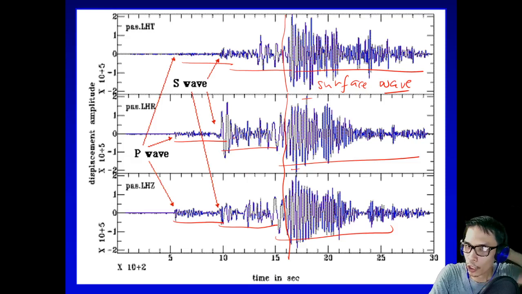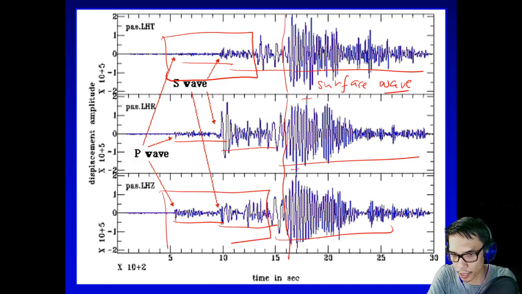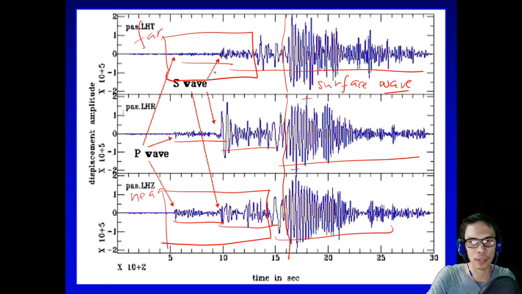All right, so this seismogram result also tells us which place is farther away or near the epicenter. The place that is near the epicenter is this one. The place that is farther from the epicenter is otherwise. This is near the epicenter, and this is far away from the epicenter.